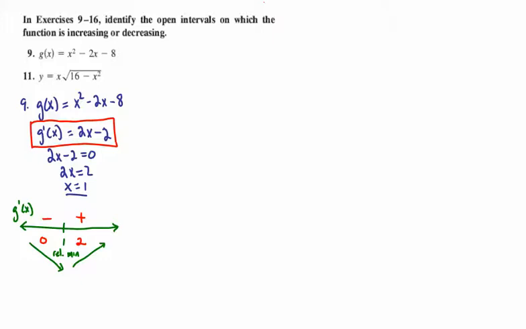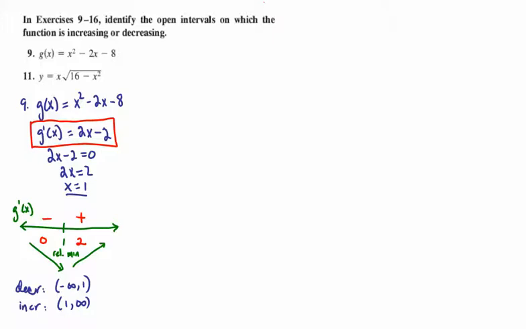So, closing this up, we know that the function is decreasing from negative infinity to positive 1, and increasing from 1 to positive infinity. Alright, let's go on to number 11 then. Number 11 is a little bit more complicated than number 9.